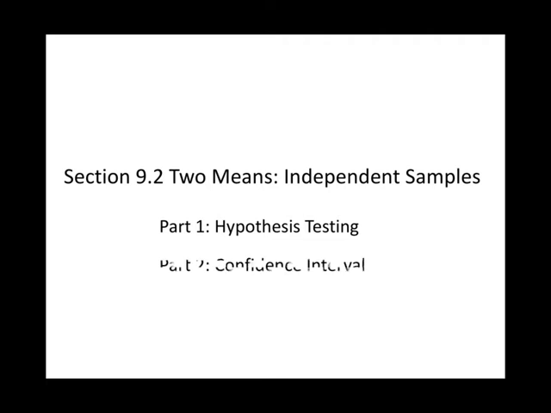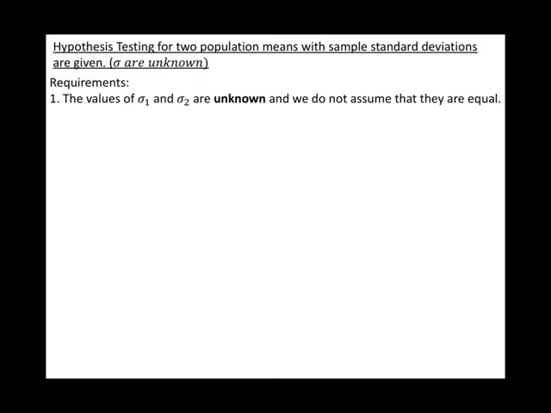Session 9.2, 2 means independent samples. For these sessions, the first part we're going to talk about the hypothesis testing. Second part, we're going to construct the confidence interval. So first, look at the hypothesis testing for two population means with sample standard deviation given, okay?